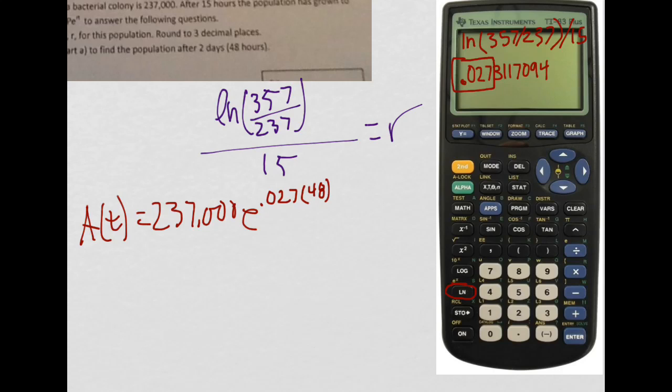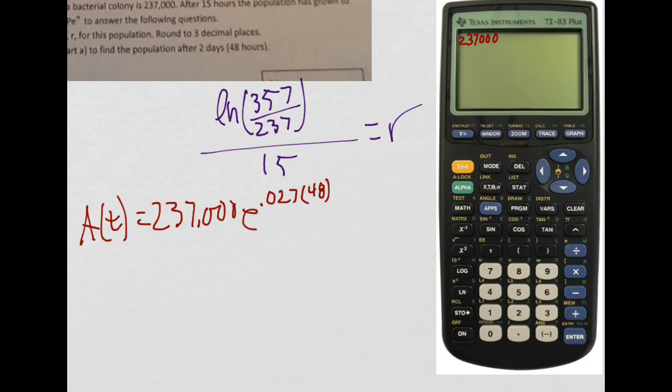Now again, this is just a calculator problem at this point. You just need to enter it into your calculator. To do that, it's going to look like this. You're going to type it pretty much just like you see it. So go ahead and type that 237,000.